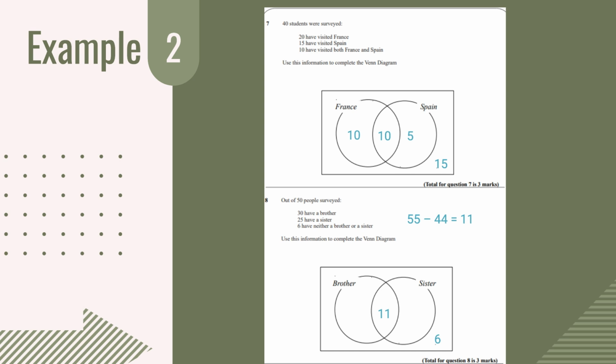So, as we know that's 11, we can now work out the brothers on their own and sisters on their own. So, brothers would be 19 and sisters would be 14.